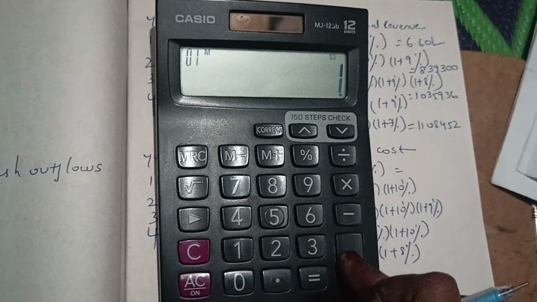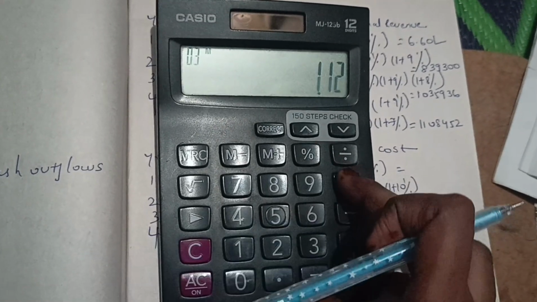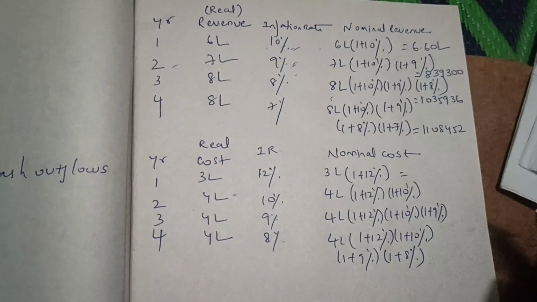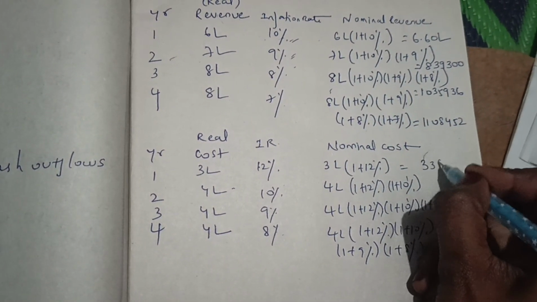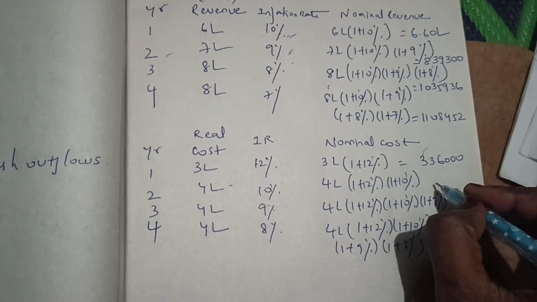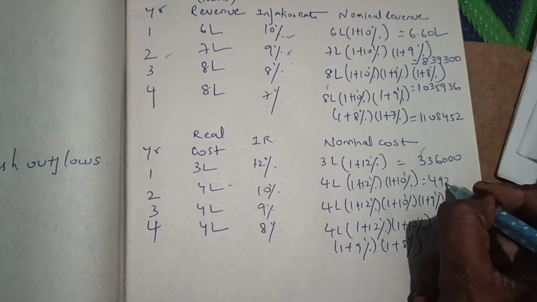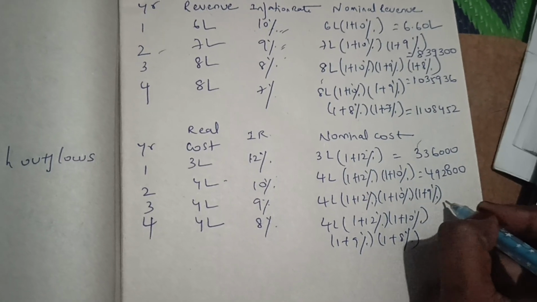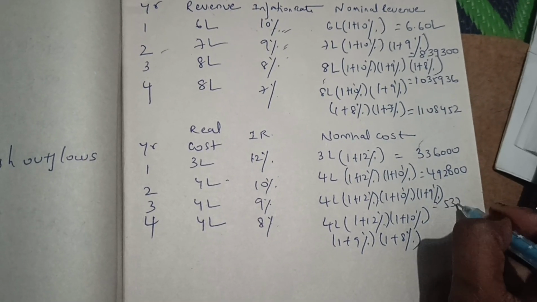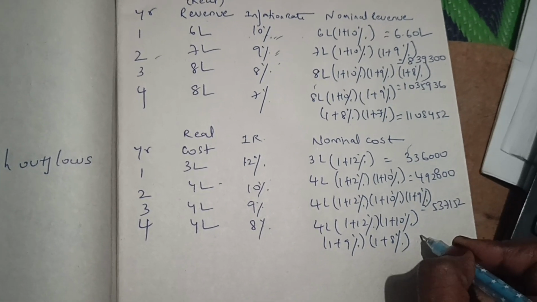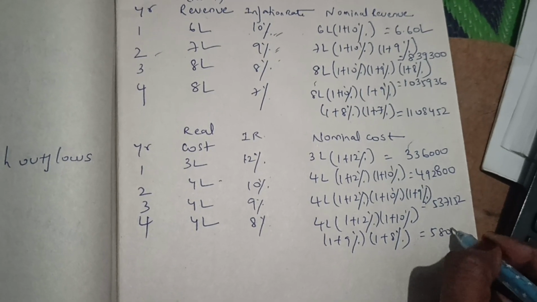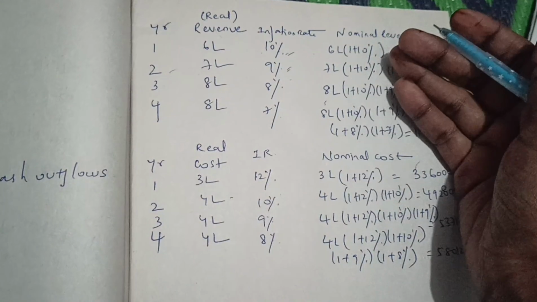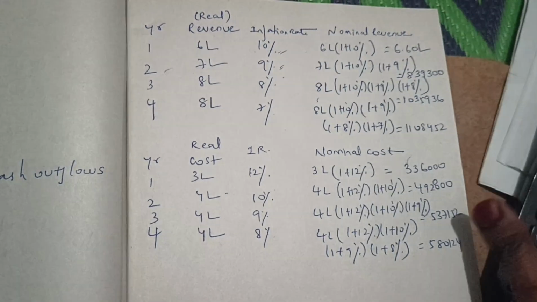1 plus 12% into 3 lakhs: 3,36,000. For the second year, it will be 4,92,800. For the third year, it will be 5,37,152. And for the fourth year, it will be 5,80,124. Now, I got nominal revenue and nominal cost.